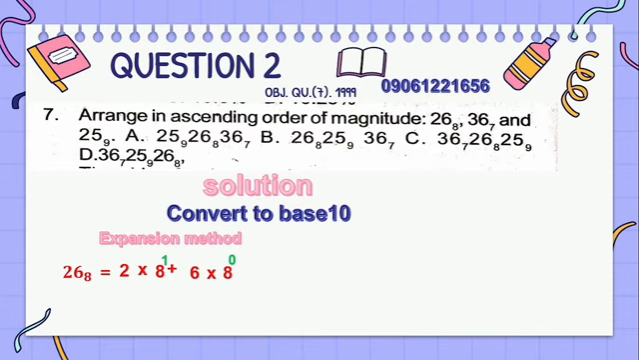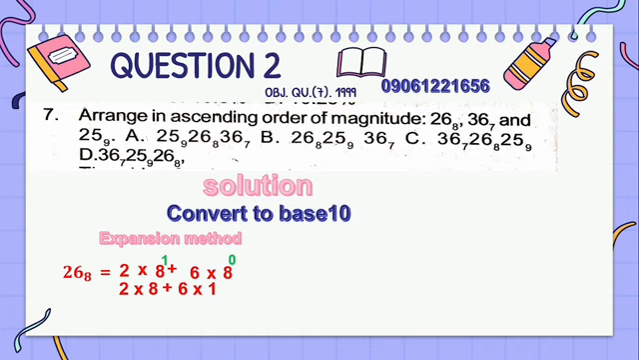So 8 to the power of 1 is equal to 8, because any number to the power of 1 is just that number. So this becomes 2 times 8 plus, for the second term, 8 to the power of 0, which is equal to 1. According to the law of indices, anything to the power of 0 is always equal to 1. So therefore we now have 6 times 1.